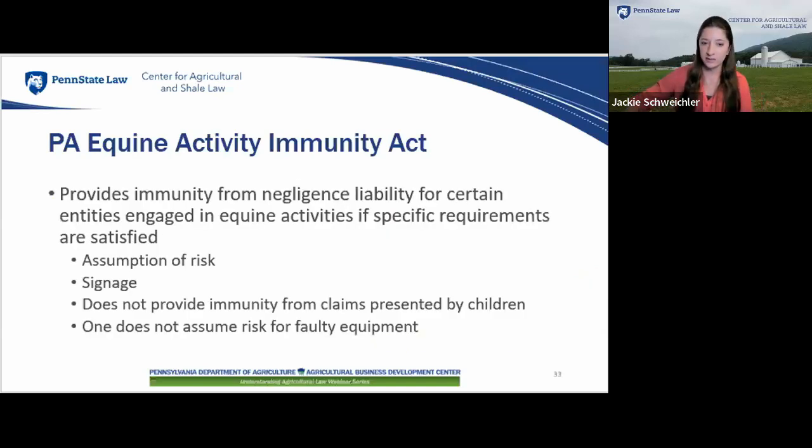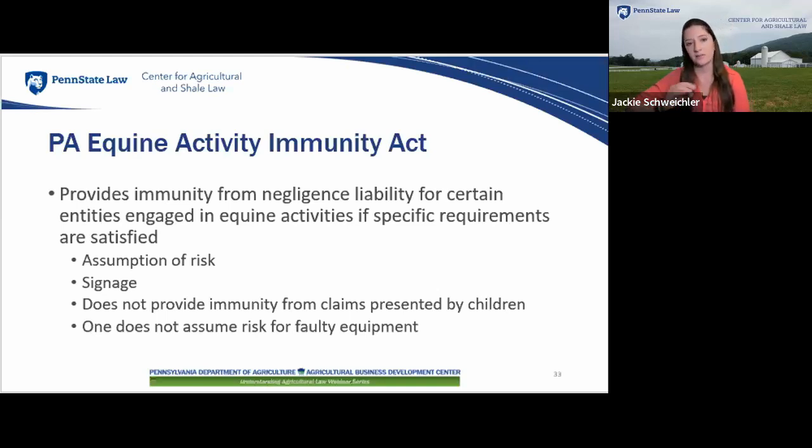Similar to the agritourism immunity statutes that we just looked at, the Equine Activity Immunity Act provides liability protection so long as the participant assumes the risk and the operator posts signs to warn the public. So we have these elements here that we saw earlier. We have the assumption of risk and signage.